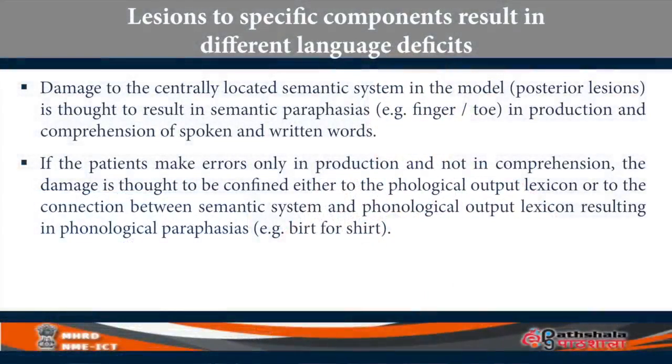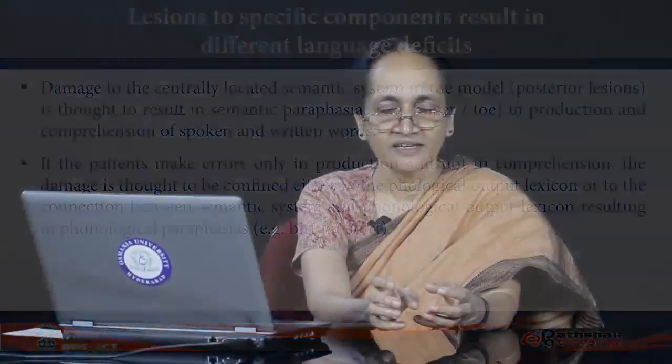But if the patient makes errors only in production but not in comprehension, then this method assumes that the problem is confined to output. The patient is able to search through the semantic system and identify the meaning, but for some reason is not able to express it verbally. So this causes verbal paraphasia. What is an example of a verbal paraphasia? If the patient says "burt" for shirt, then he is substituting "bur" for "sh." So that is a verbal paraphasia. It is at the phonological level, which means output phonology is affected. Go back to the model I have shown you earlier on the screen. So the output side is affected. That is how it is interpreted.